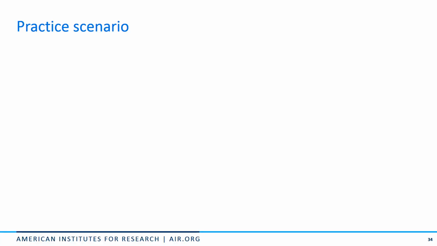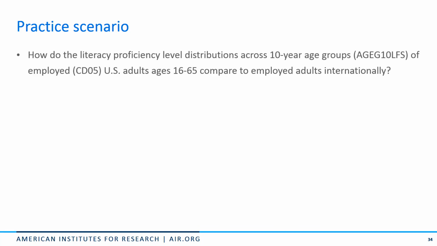Here is another practice scenario to test what you have learned in the previous examples. On your own, you can work on answering the question, how do the literacy proficiency level distributions across 10-year age groups of employed U.S. adults ages 16 to 65 compare to employed adults internationally? You can then conduct testing to see if there are significant differences. The next few slides will show you the results you should get in your analysis. Like the last practice scenario, you may want to pause to conduct your own practice analysis.